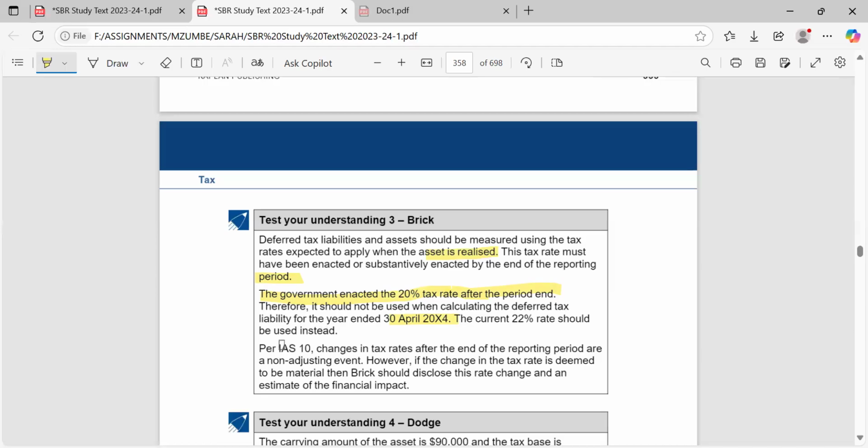Now, per IAS 10, which says events after the reporting period, changes in tax rate after the end of the period.